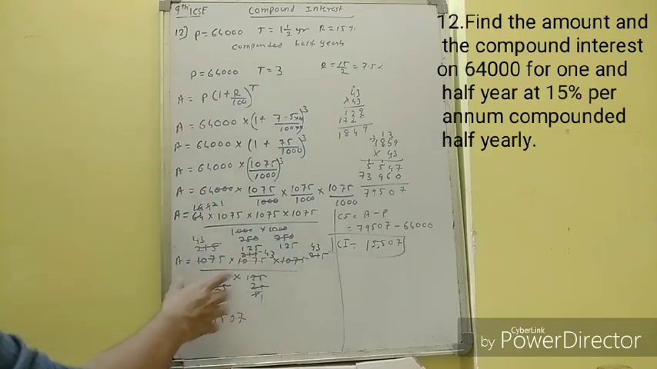If you see this part properly, when I reduce it by 25, I have less space, so it became a bit messy, but you try to solve it neatly in your notebook. Okay, so this was the 12th one.